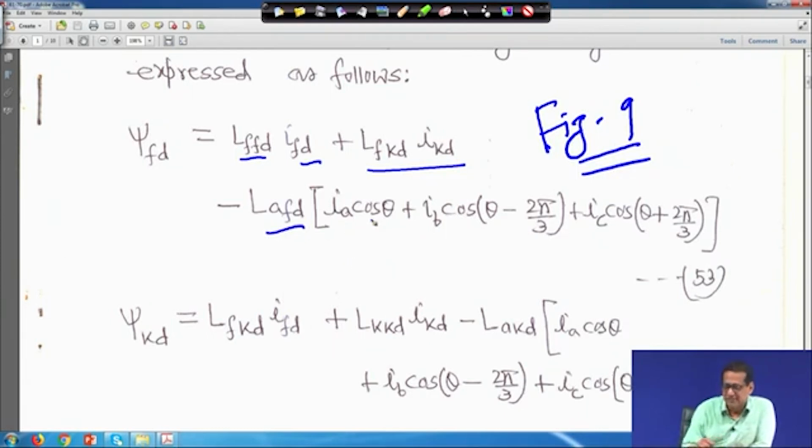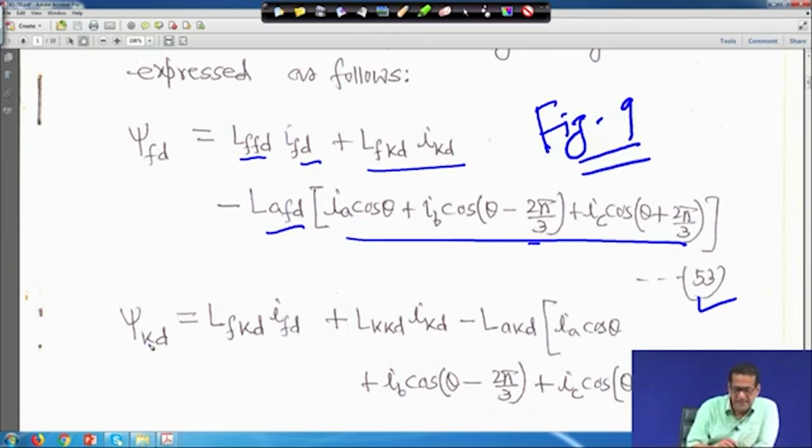So, it will be IA cos theta plus IB cos theta minus 2 pi by 3 plus IC cos theta plus 2 pi by 3. This is equation 53, right. Because this LAFD is the mutual inductance between the stator and the rotor, right. So that means LFFD IFD plus LFKD IKD minus LAFD into the same thing, IA cos theta plus IB cos theta minus 2 pi by 3 plus IC cos theta plus 2 pi by 3, right.